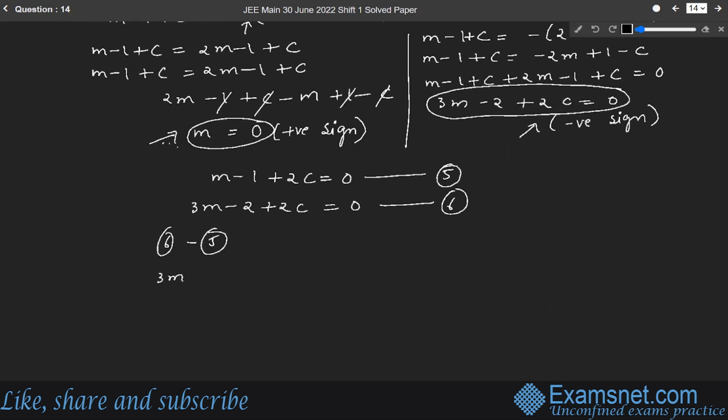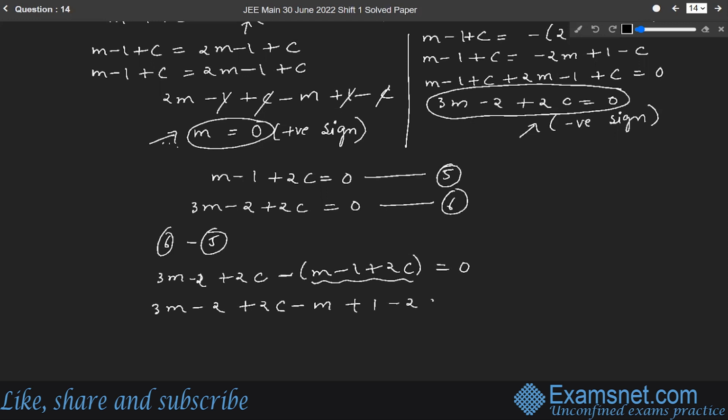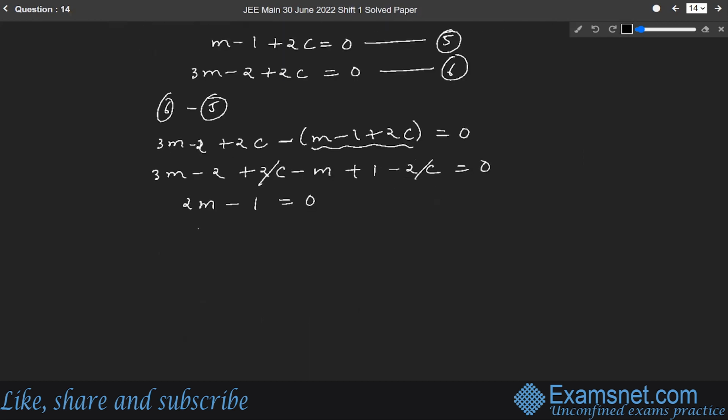So we have 3m minus 2 plus 2c, which is the left hand side of equation 6, minus m minus 1 plus 2c is equal to 0. Okay, this is the left hand side of equation number 5. So we have 3m minus 2 plus 2c minus m plus 1 and minus 2c. So here plus 2c and minus 2c will be cancelled. 3m minus m is 2m. Minus 2 plus 1 is minus 1. So 2m minus 1 is equal to 0. So 2m will be equal to plus 1 and m will be equal to 1 by 2. You can see that we have a value of m which is 1 by 2.